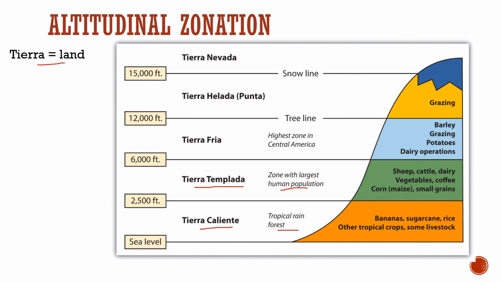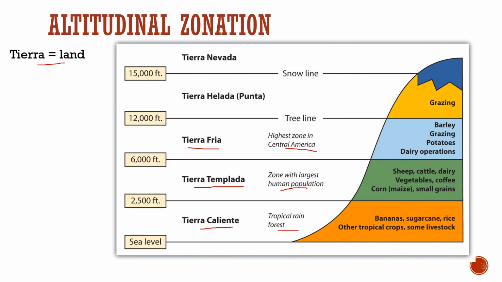Then as we keep traveling up between 6,000 and 12,000 feet, we have the Tierra Fria, and this is actually the highest zone in Central America. We will mention the other two, but this is as high as we go in Central America. This is where some of the grazing animals and resources would be, as well as some crops that prefer higher elevations and cooler climates.